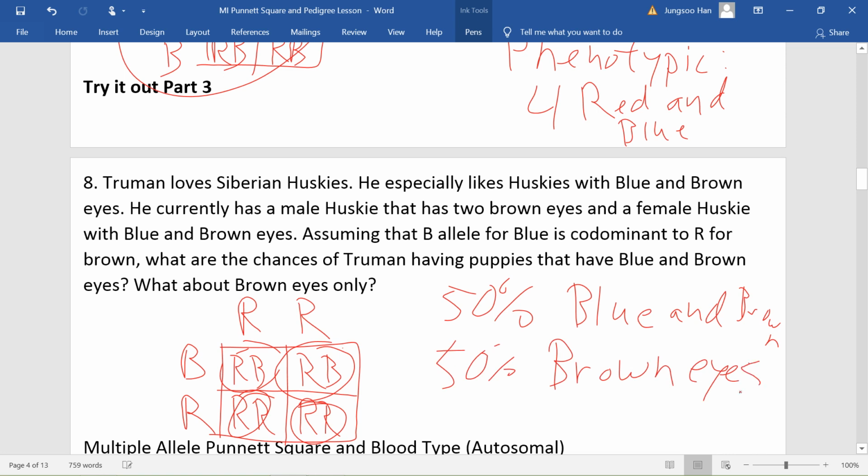What this means is if he has the two huskies, the male and the female, have puppies, 50% of those puppies should have blue and brown eyes, and another 50% should have brown eyes only.